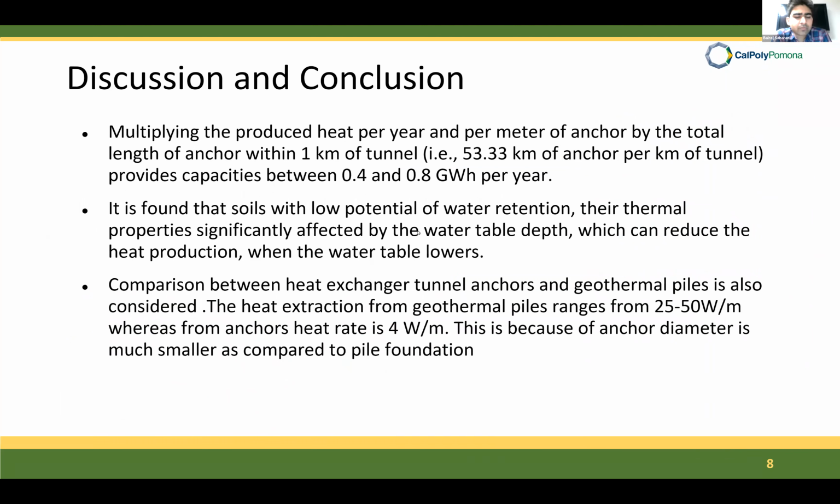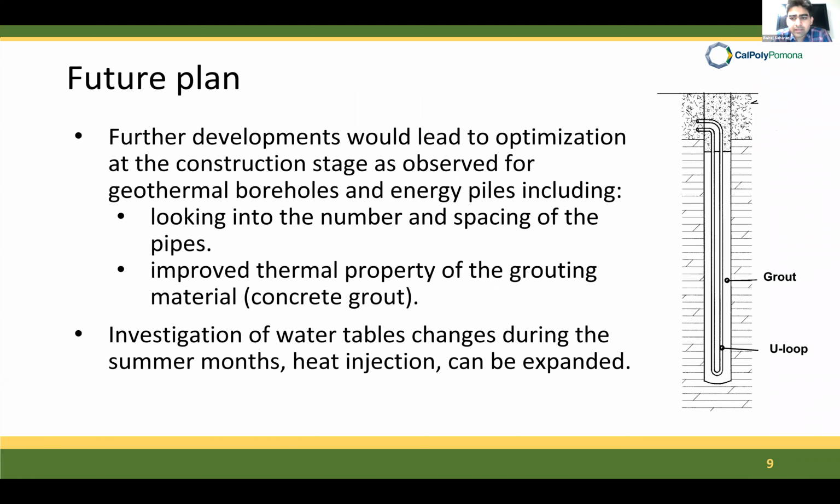So the heat output we got per kilometer of tunnel ranges from 0.4 to 0.8 gigawatt per year. And it's also found that heat extraction strictly depends upon the hydrogeology of the soil. And as we can see, the heat extraction using anchors is less than if we consider geothermal piles. This is because anchor diameter is much smaller as compared to pile foundation. Next slide.